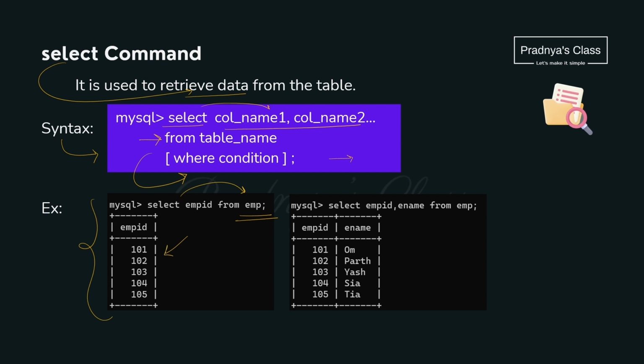And here is the list of EMP ID. We mentioned only a single column name, so that is getting displayed. If you have more than one column to display, you can separate them by comma. So the specified 2 columns are getting displayed. First one and this is the second one.